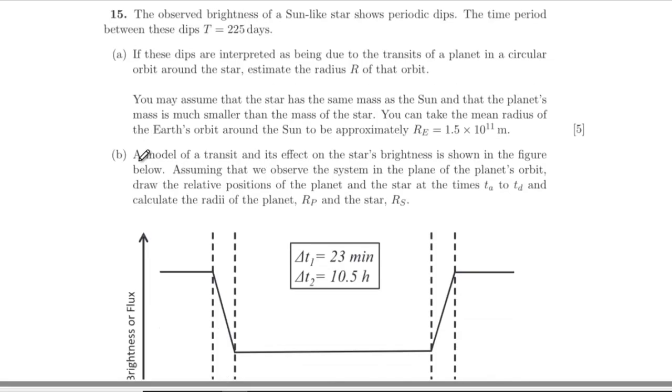Right, another fairly straightforward question. The observed brightness of a sun-like star shows periodic dips. The time period between these dips is 225 days. If the dips are interpreted as being transits of a planet in a circular orbit around the star, estimate the radius of the orbit. You may assume that the star is the same mass as the sun and that the planet's mass is much smaller than the mass of the star, as in it's not moving around. We can consider the star to be stationary at the focus, and we haven't got some double orbit thing going on. You can take the mean radius of the Earth's orbit of the sun to be that.